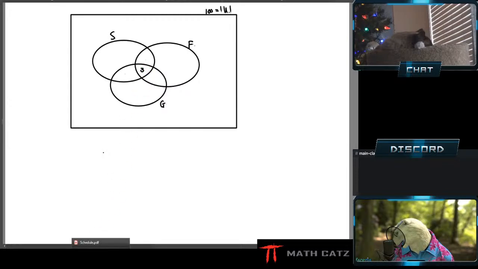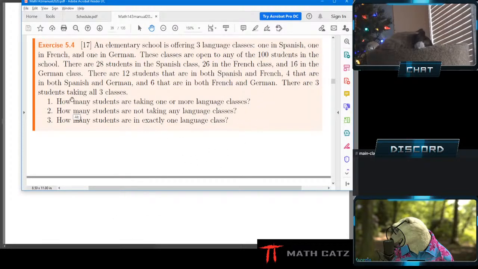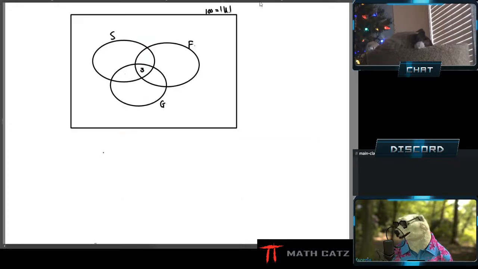Now I realize, I hope, I can work backwards and unlock the other regions. Let's read backwards. Well, not fully backwards, but sort of. There are 6 that are in both French and German class. 6, both French and German. But now I have one of those regions, so the other one's a 3.